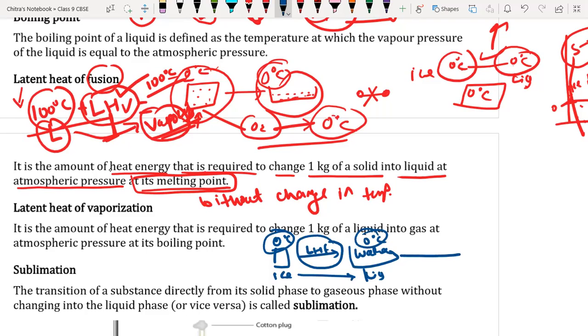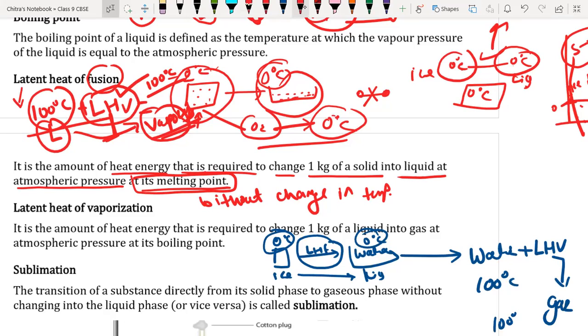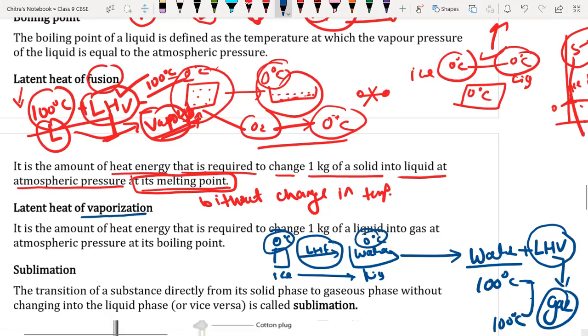Now, we will further heat that water up to 100 degrees Celsius. So now I am writing water at 100 degrees Celsius, and that water will absorb latent heat of vaporization, and then it will convert into gas. That gas, meaning vapor, will be at 100 degrees Celsius only. So here is temperature rising? No, it remains constant. Latent heat of vaporization is absorbed, will not change the temperature, but will change the state of matter from liquid to gaseous state. This is called latent heat of vaporization. Understood, everyone?